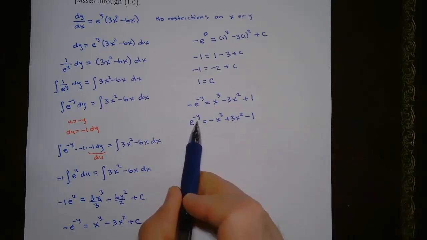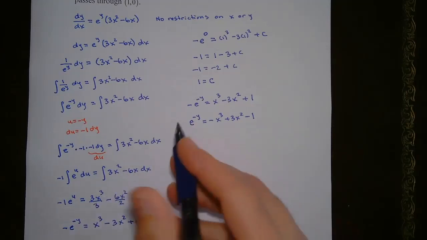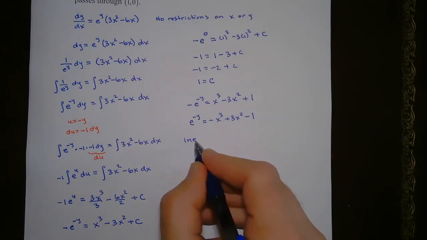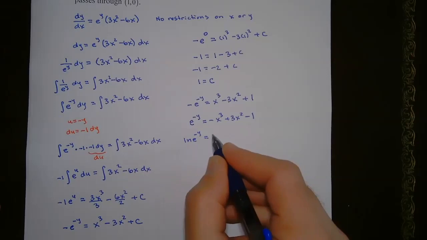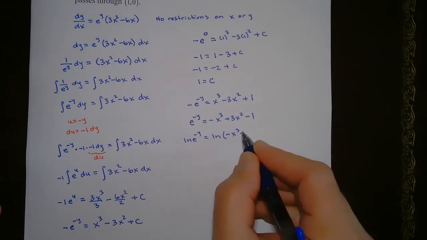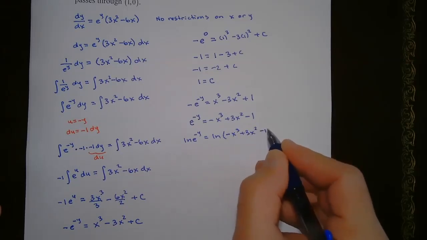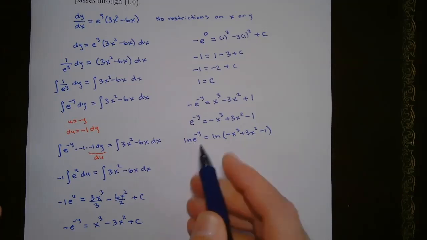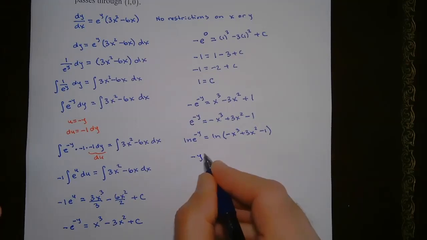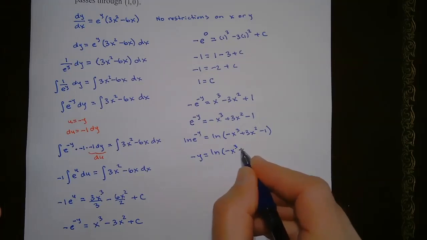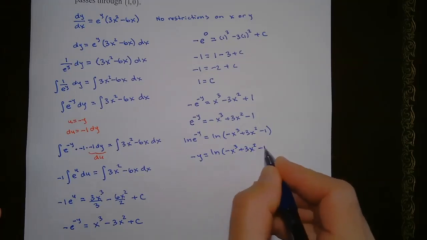Okay, I'm trying to get to this y, right? So to get to that y, I need to take the natural log of both sides. And why the natural log? Because I'm using base e. So this is the natural log of e to the -y is equal to the natural log of -x cubed plus 3x squared minus 1. And natural log undoes e. So this becomes -y is equal to the natural log of -x cubed plus 3x squared minus 1.